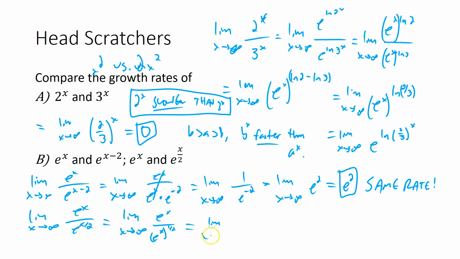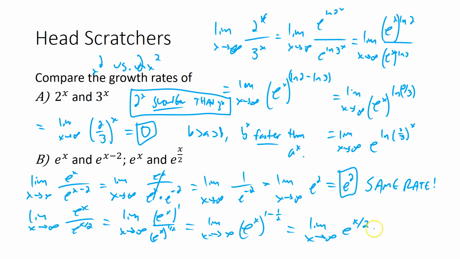So that is limit as x approaches infinity. Notice we haven't used L'Hopital on any of these, right? Because it doesn't work. You end up with the same thing. So the e to the x, we have the same base here. This is going to be e to the x to the power 1 minus 1/2, right? Because this is e to the x to the first, this is e to the x to the 1/2. 1 minus 1/2 is 1/2. So this is limit as x approaches infinity of e to the x over 2.